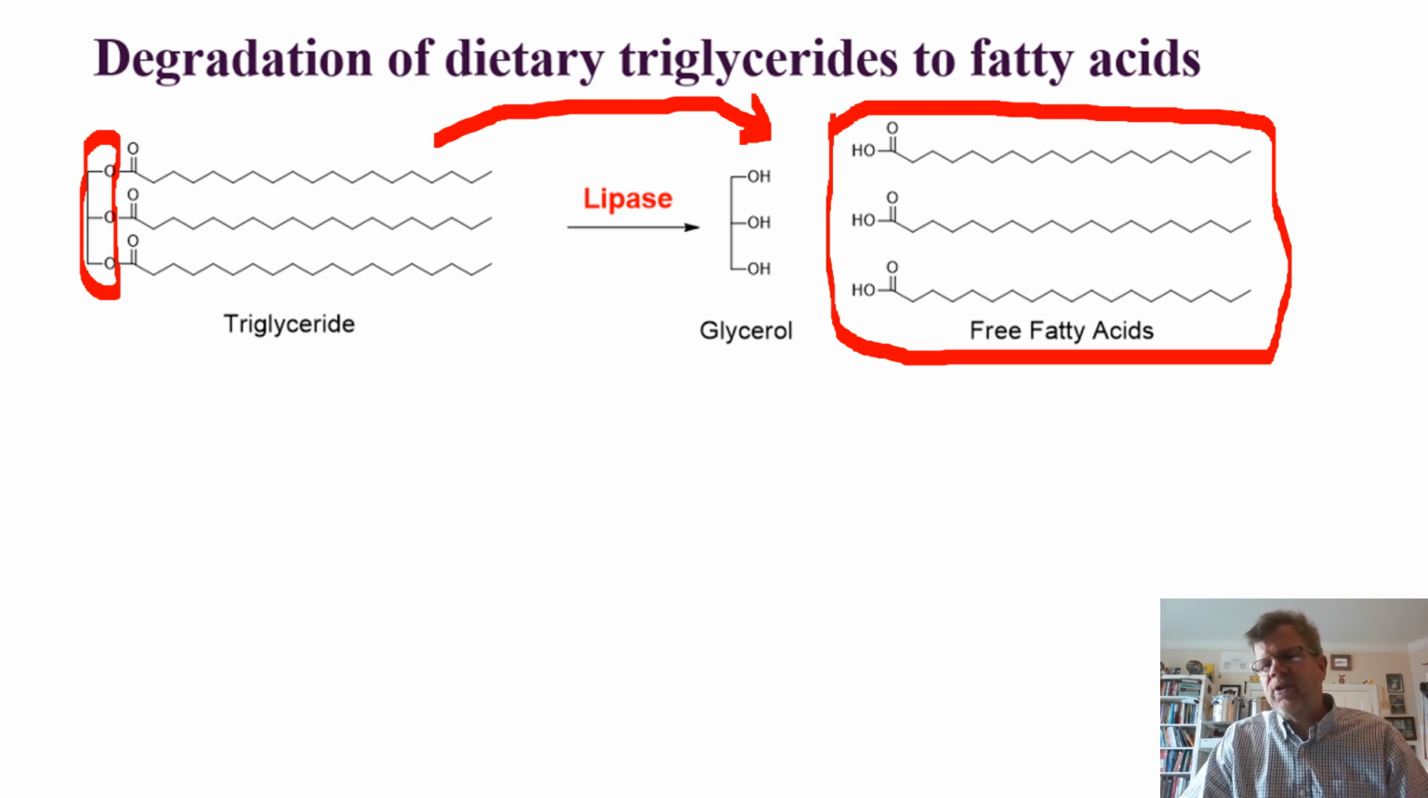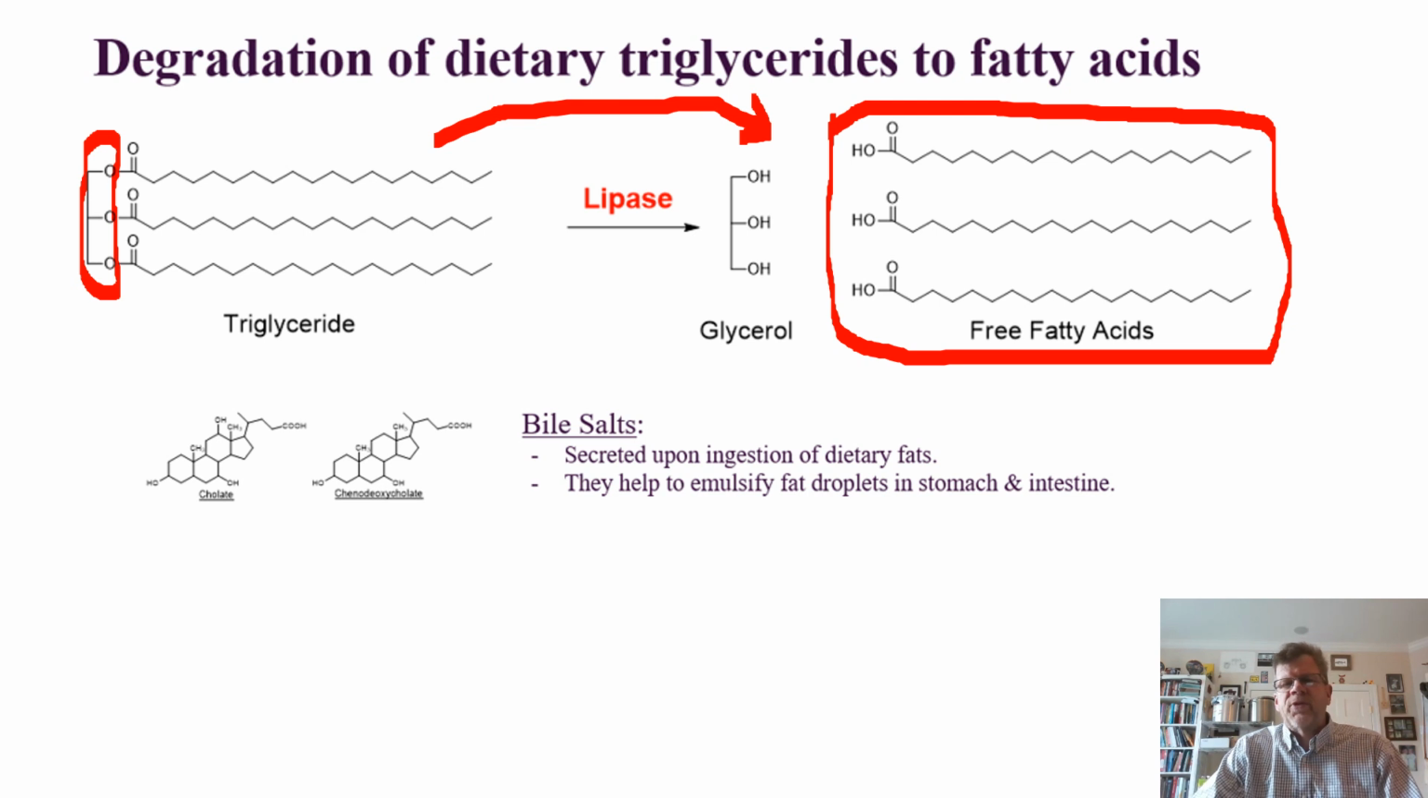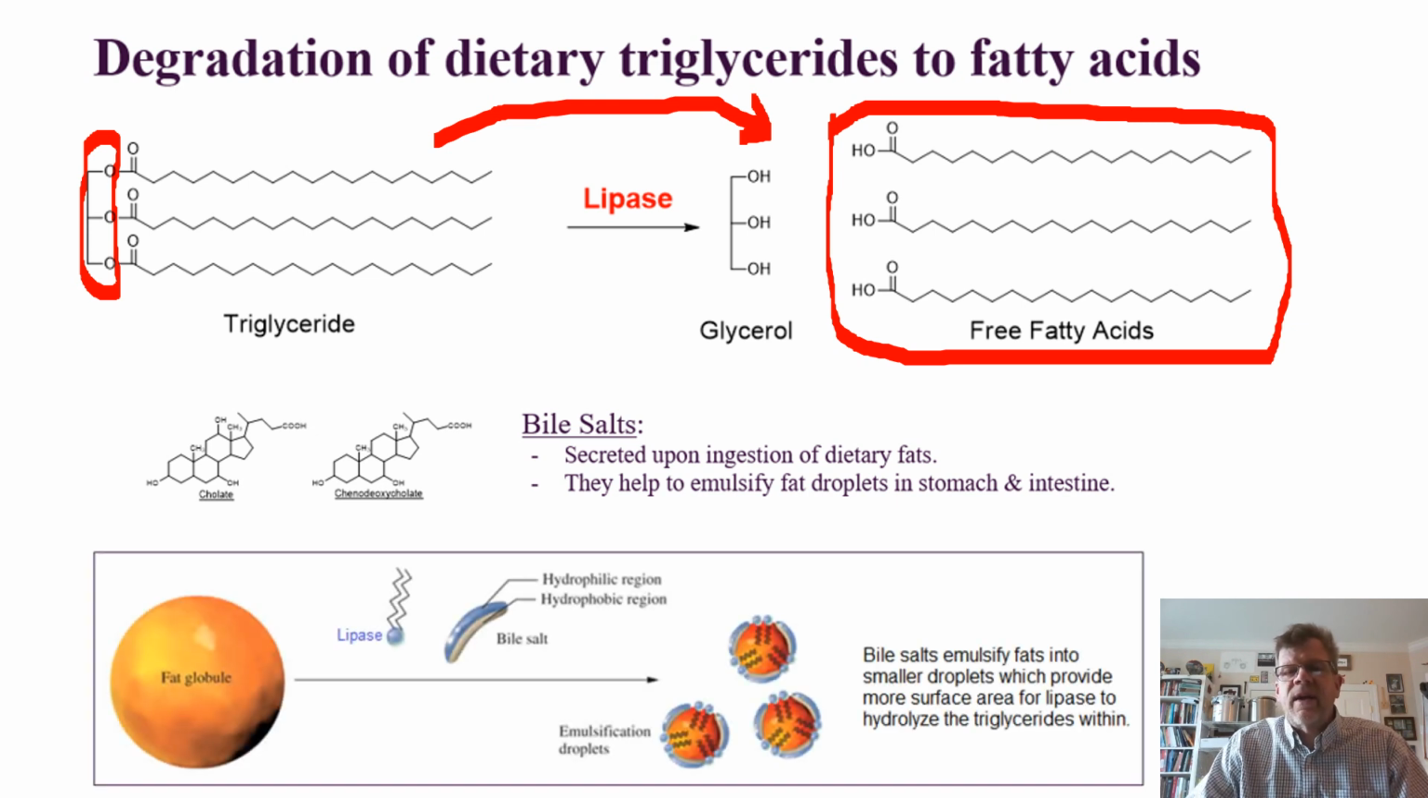So we have to be able to atomize, if you will, or break down these fat globules from dietary fats within our systems, and we do this through the recruitment of bile salts. If you remember, bile salts were these steroid-type structures that are secreted into the digestive tract to help emulsify these fat droplets in the stomach.